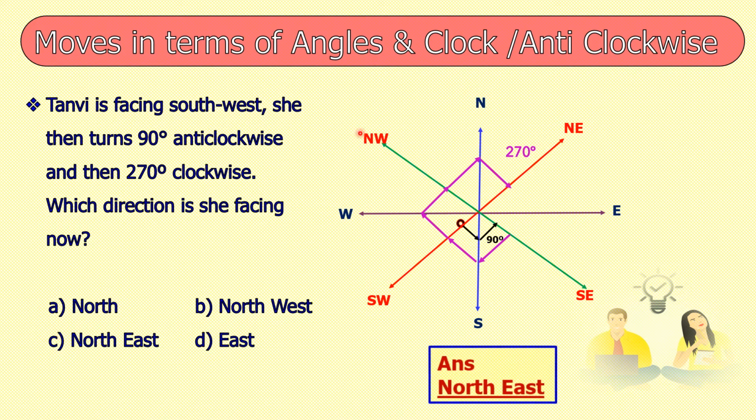Also notice that the angle between two consecutive solid directions, that is between north and west, west and south, south and east, east and north, will always be 90 degrees. Also, the angle between southeast and northeast will be 90 degrees. The angle between northeast and northwest will be 90 degrees. Similarly, northwest and southwest 90 degrees, and southwest and southeast again 90 degrees. So this will help us a great deal in solving the problems.